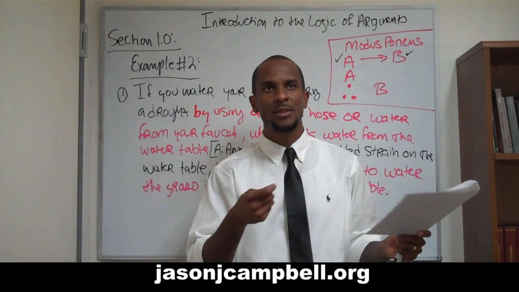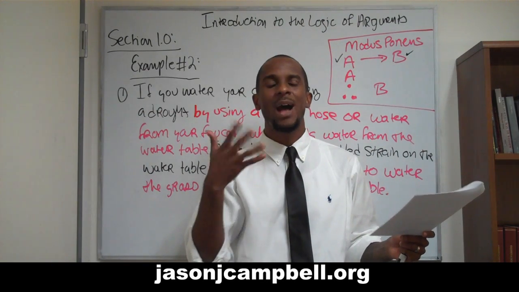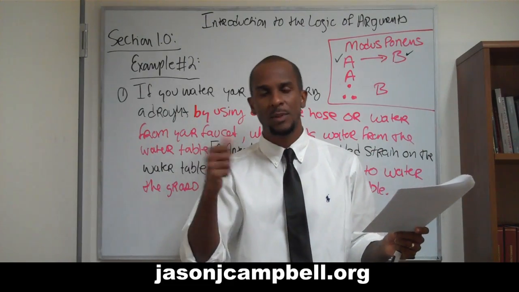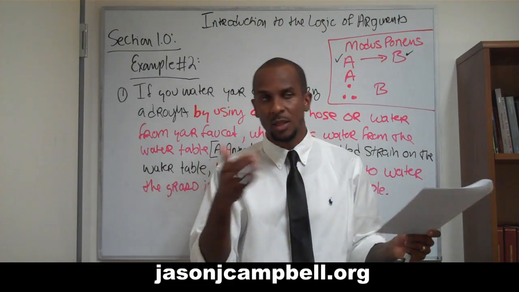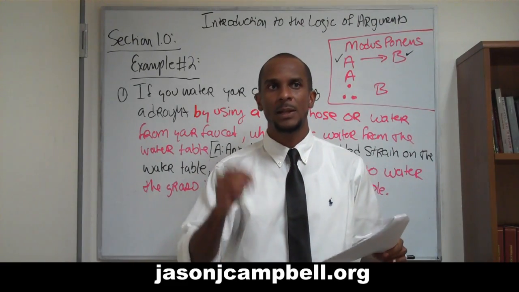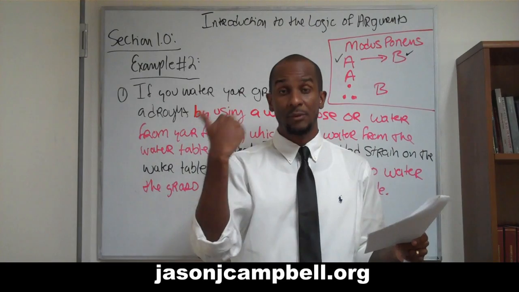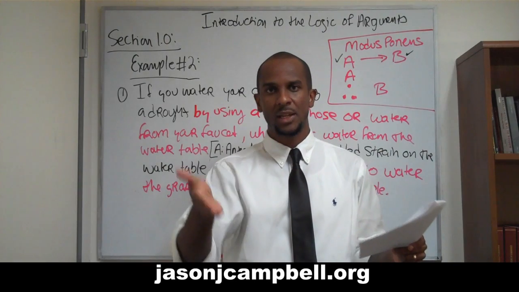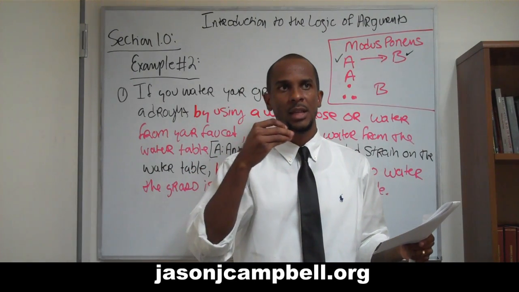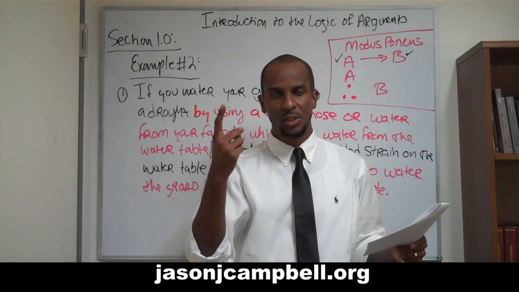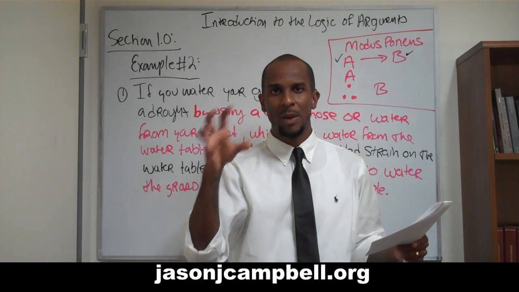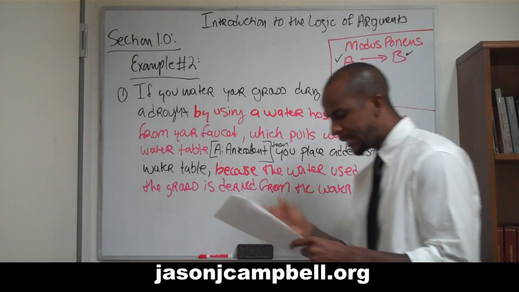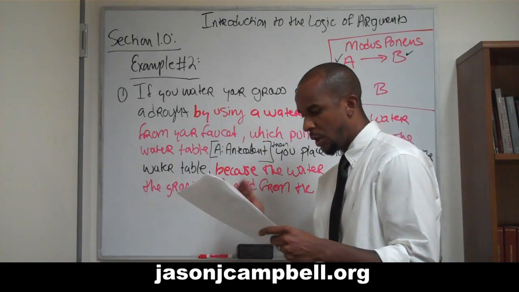If you water your grass, okay, I can explain how I water my grass. How do I water my grass? Well, if you water your grass by using a faucet, by using a hose, by using this other method, and so on, it puts strain on the water table. So the idea is, for modus ponens, you make your assertion in the form of a conditional, beginning with your antecedent, and any claim that you make in your antecedent initially, you can immediately augment it by explaining how that thing occurs. Then I have it in italics: by using a water hose or water from the faucet.